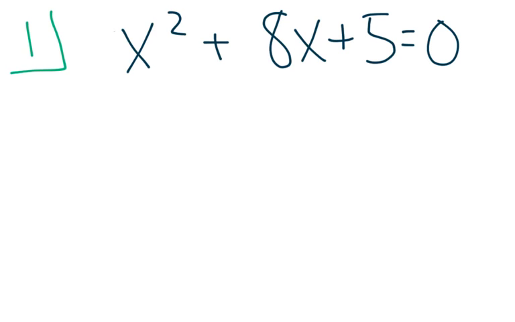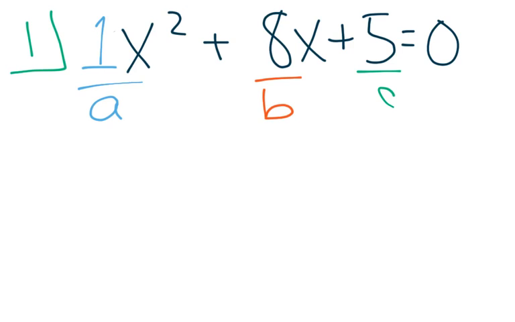Number 1, we have x squared plus 8x plus 5. So remember, a is not the x squared, but the number in front of the x squared. And anytime you have an x or an x squared or any variable at all where there's no number in front, there is an invisible 1. So that means a is 1. b is the number in front of the x, so it's 8. And c is the number that's all by its lonesome, so it's 5.